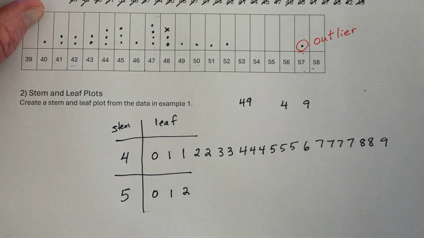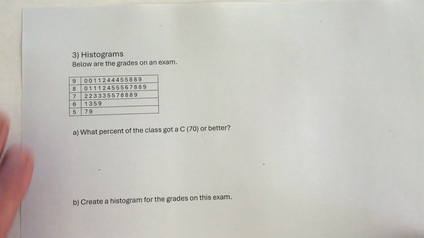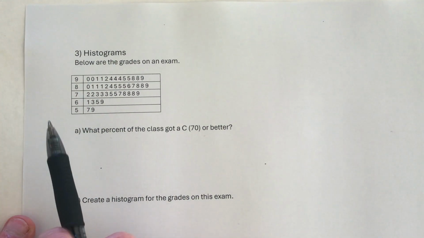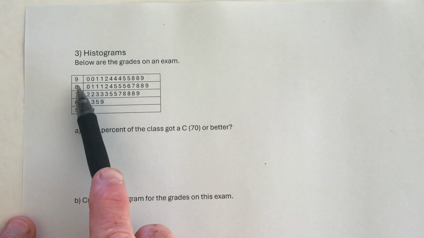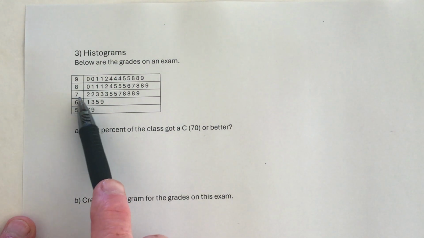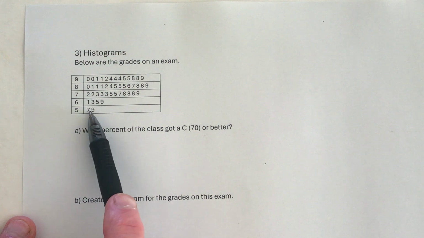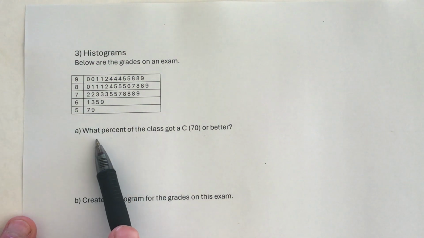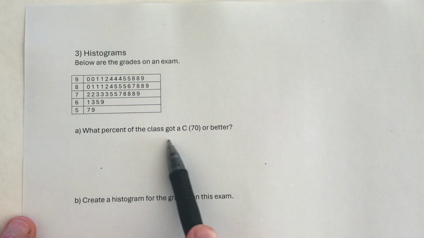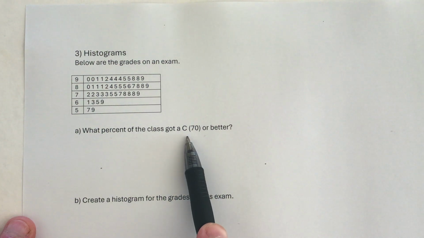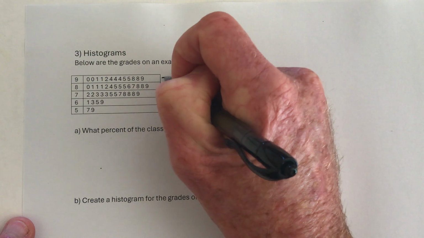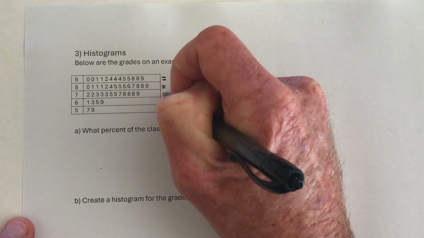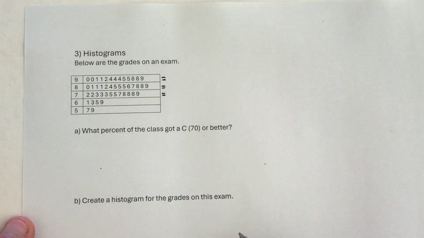So here's another example of a stem and leaf plot. So these are grades on an exam. So these are the people that got in the 90s. These are the people that got in the 80s, the 70s, the 60s, and the 50s. But before making the histogram, what percent of the class got a C or better? So that's a 70 or better. So that's basically, these are the A's, these are the B's, and these are the C's.